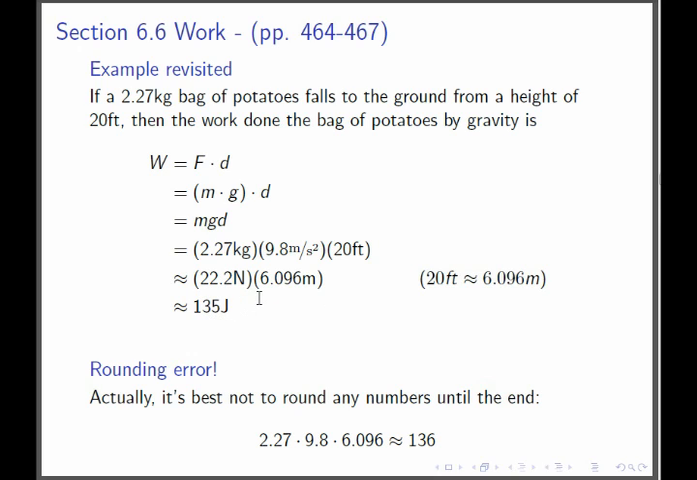Actually, we've made a rounding error here. You see, when I wrote 2.27 times 9.8 equals 22.2, that was kind of a lie. I was rounding there. And then when I multiplied by 6.096, I rounded again. So that was a bad idea on my part. What I should have done is save the rounding until the very end. Just multiply 2.27 times 9.8 times 6.096, and we get something which rounds to 136. Not 135. So the correct answer actually is approximately 136 joules to 3 significant digits.